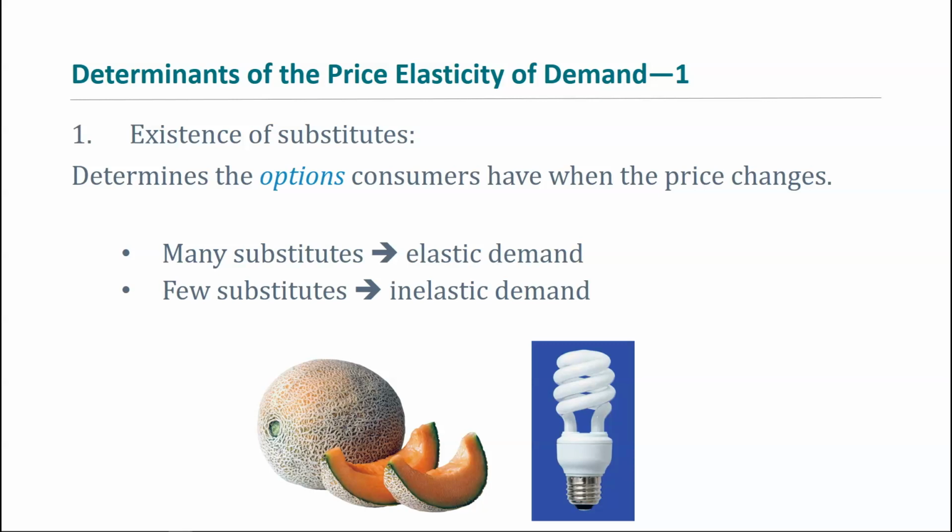If there aren't a lot of substitutes, like gasoline, then you'll have inelastic demand. You've got to have it. There's not much else you can do, so you'll keep consuming regardless of what happens to the price. The example is shown on the slide here. Fruit, a cantaloupe: if the price of a cantaloupe goes up by 10%, you're pretty likely to switch to a different kind of fruit. There's a lot of substitutes available, as opposed to the light bulb here.